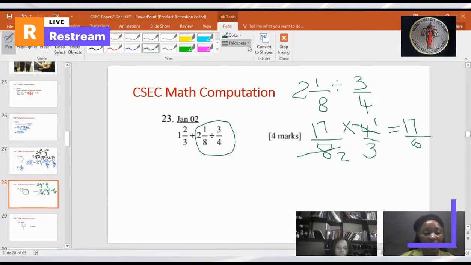All right. So what next do we do? Miss will change that 17 over 6... I wouldn't advise you to change it yet because we still have another operation. Oh yes, miss, I forgot about that. So you can just leave it like that and add it to the 1 and 2 over 3, plus 17 over 6.